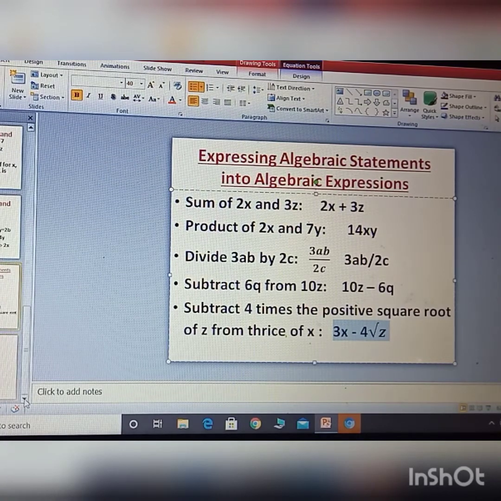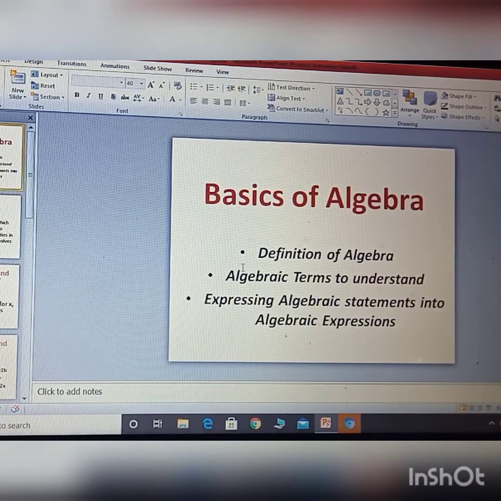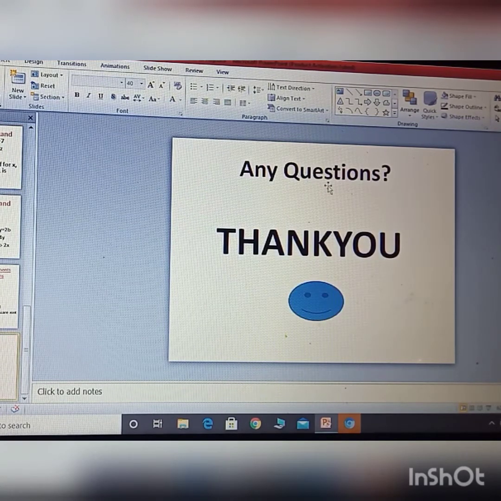Yes, this is all about converting algebraic statements into algebraic expressions. I hope these things are very much clear to you. What we were supposed to do: definition of algebra, then algebraic terms to understand, and finally expressing algebraic statements into algebraic expressions. I hope these all 3 attainment targets have been covered in this lesson and you have understood them.